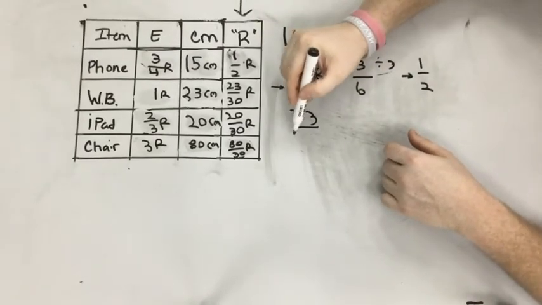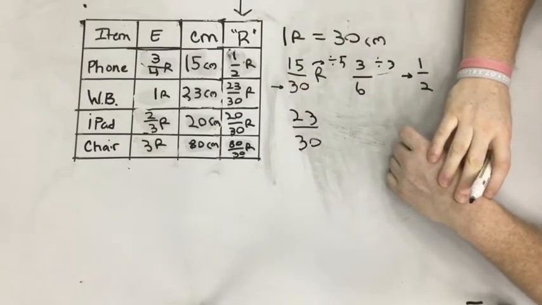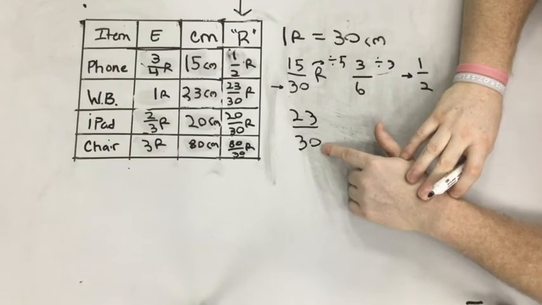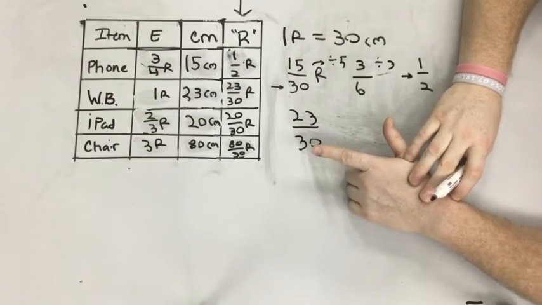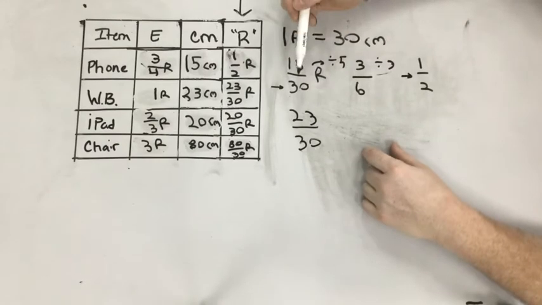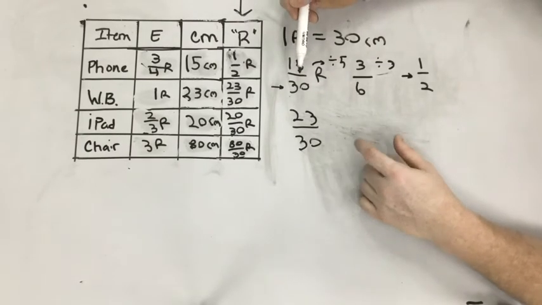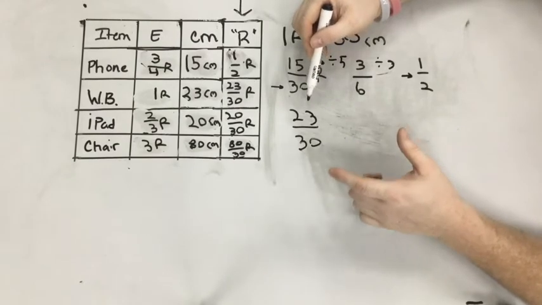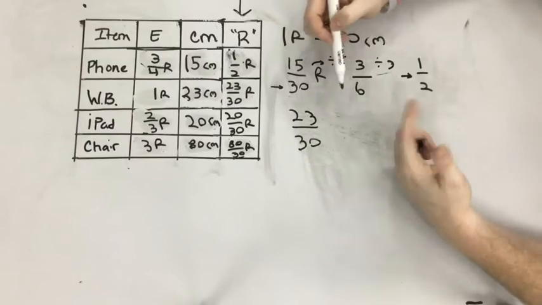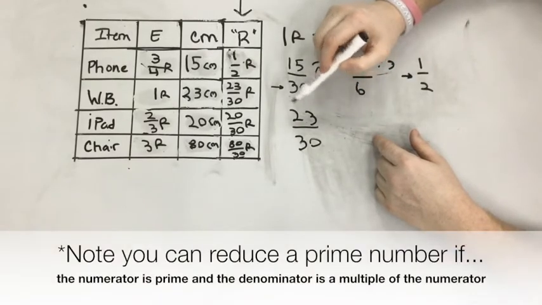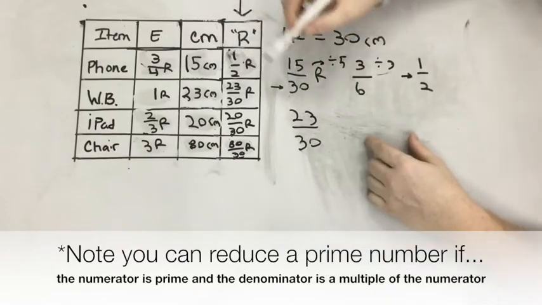23 over 30. I know 30 is divisible by 1, 2, 3, 5, 6, 10, 15, and 30. But is 23 divisible by any of those numbers? It's divisible by 1, not 2, not 3, not 5, not 6. In fact, 23 is only divisible by 1 and 23. And there's a special name for that kind of number, and it's called a prime number. 23 is a prime number because it's only divisible by 1 and itself. So we can never reduce a prime number in a fraction. So 23 over 30 is exactly what it's supposed to be. So that one gets to stay.